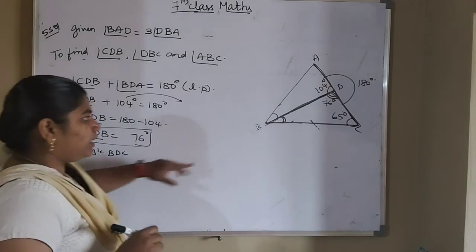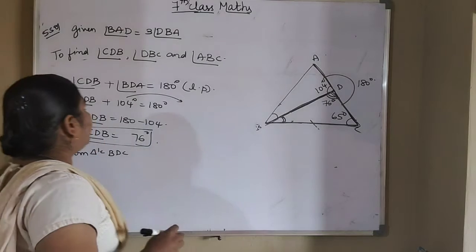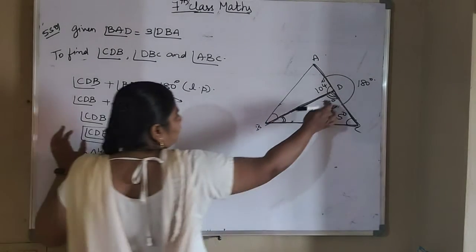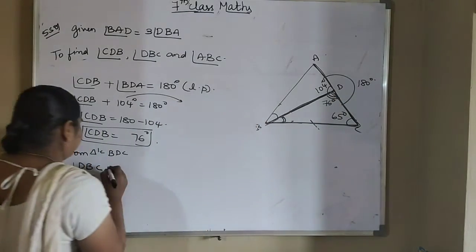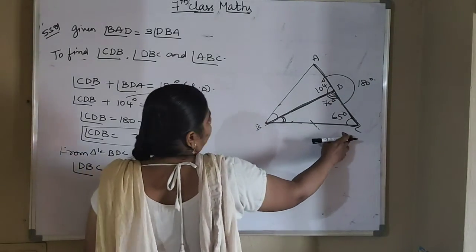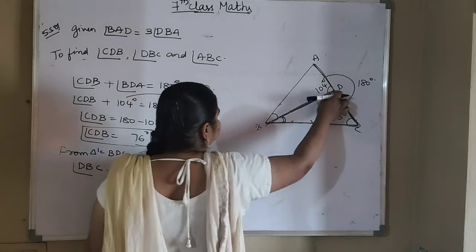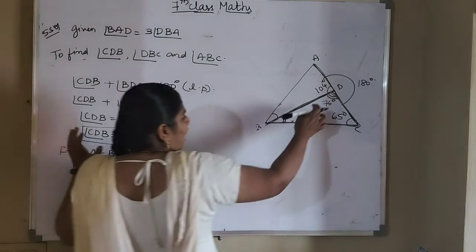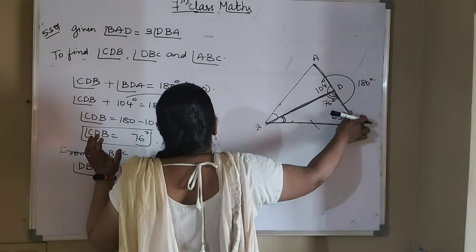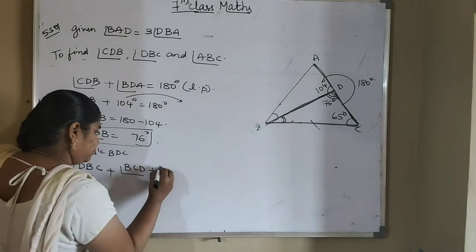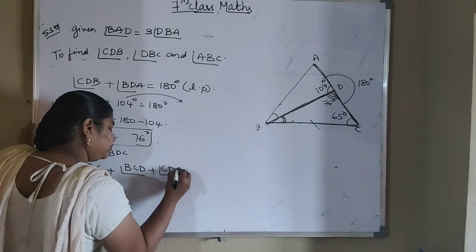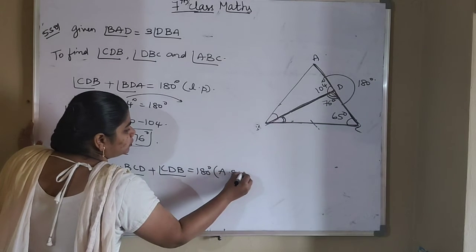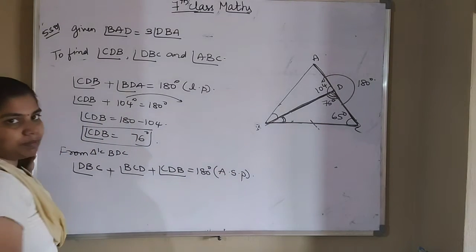BDC, from triangle BDC. So B, how you can write? You can write in the form of DBC and plus, and C I am writing in the form of BCD plus angle D you can write in the form of CDB is equal to 180 degrees by using ASP. ASP is nothing but angle sum property.